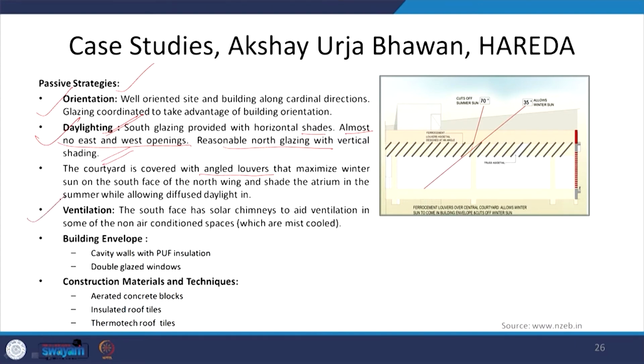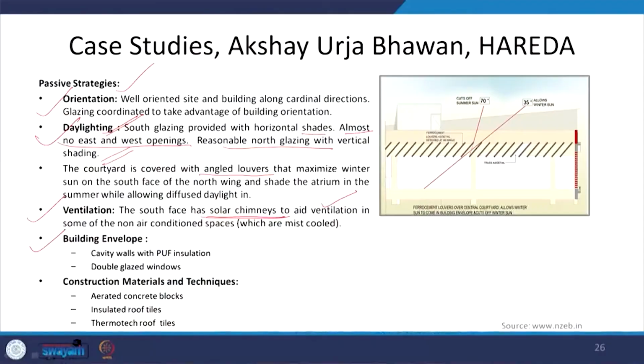Another passive design strategy was ventilation, where the south face was added with solar chimneys to aid the ventilation in some of the non-air conditioned space. So, this entire building was not air conditioned, which was the most impactful strategy in reducing the EPI of the building. In addition to that, the construction of the building and the components of the building envelope.